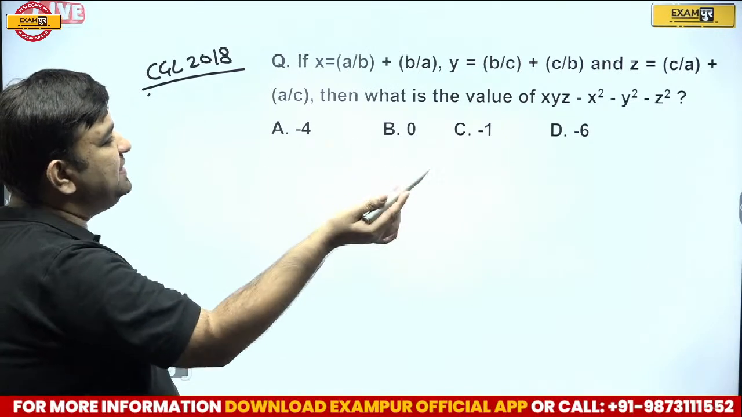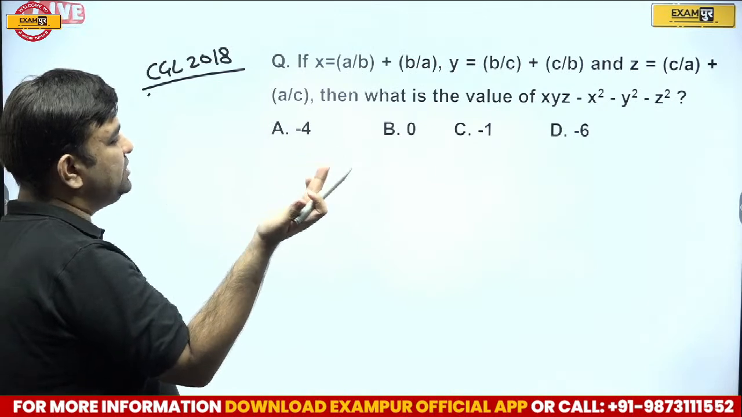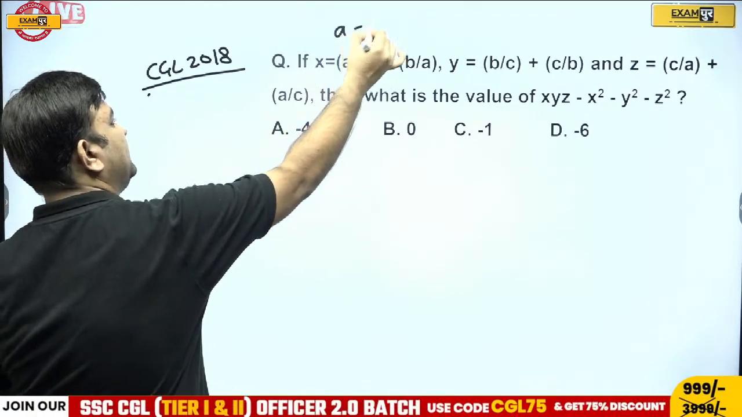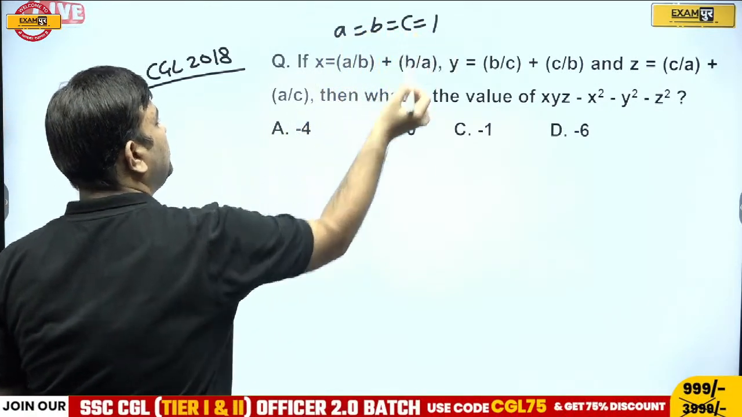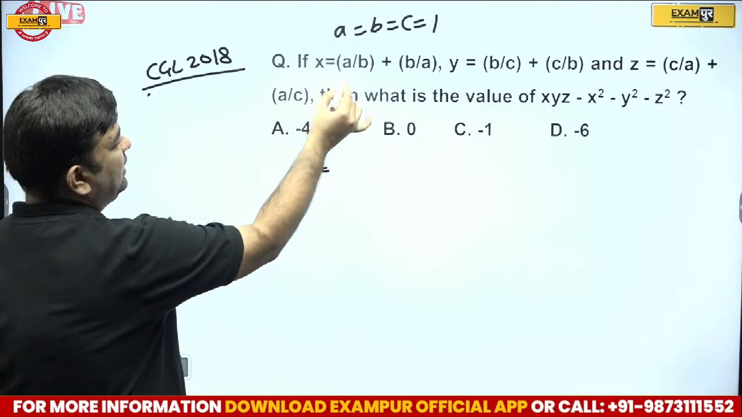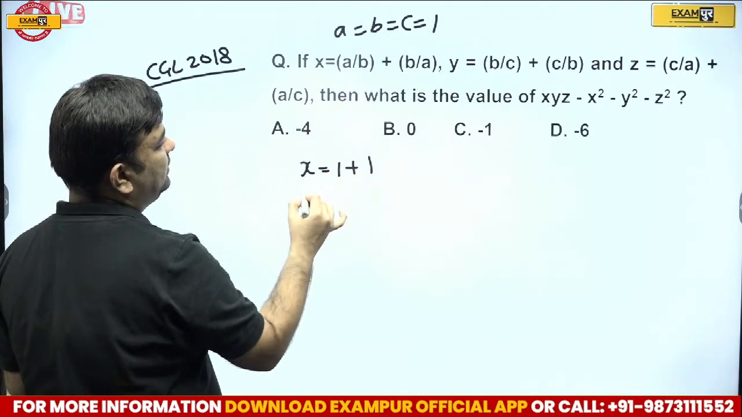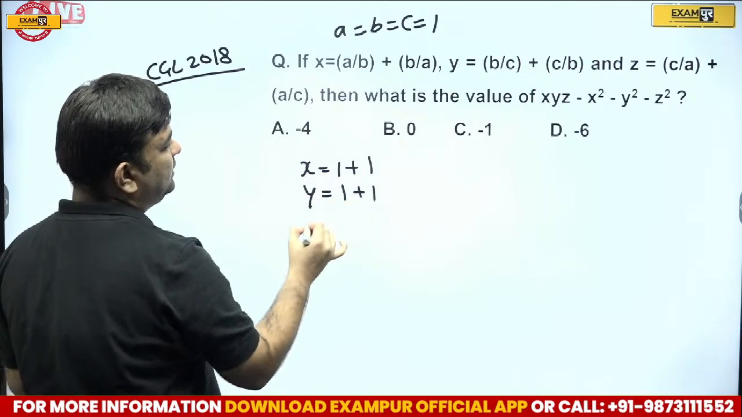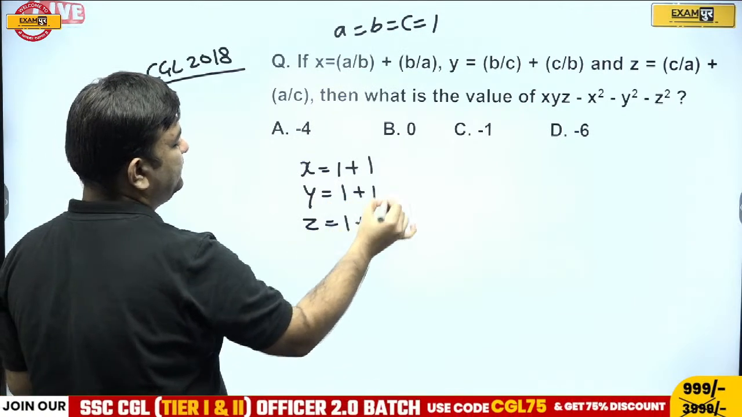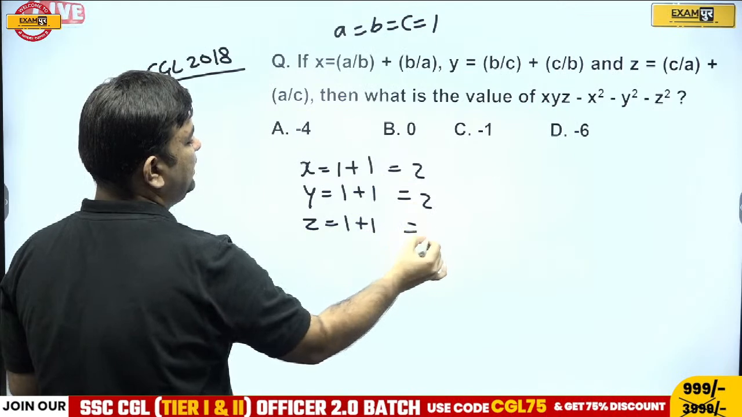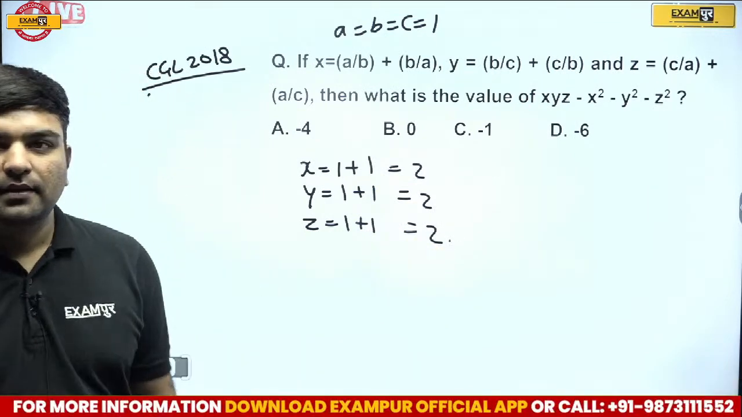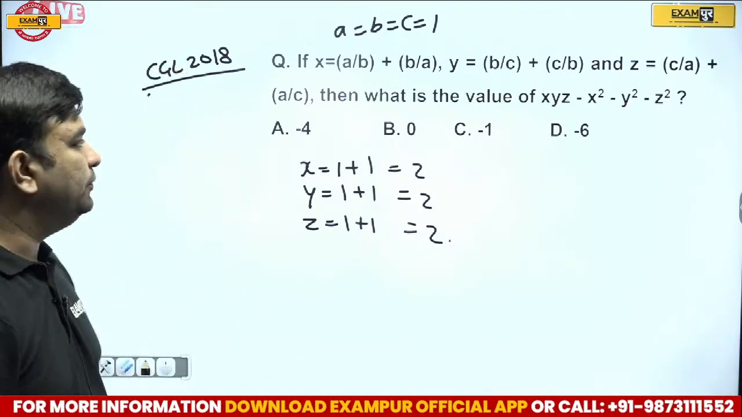X, Y, Z, A, B, C. 3 equations, 6 variables. Assume A is equal to B is equal to C is equal to 1. So X will come 1 by 1, Y will come 1 by 1, and Z will come 1 plus 1. It's 2, 2, and 2.